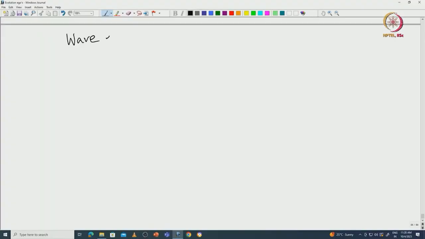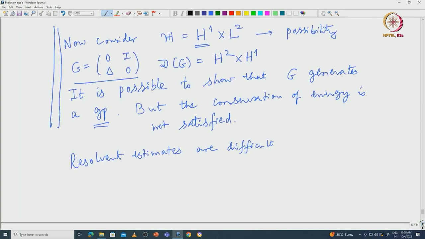So, welcome back. We will continue the discussion on the wave equation. As I said in the previous lecture, let me just recall that. Now we are going to again consider that generator G, now in the Hilbert space H 1 cross L 2, with this domain of definition, and we want to show that it also generates a group which does not satisfy the conservation of energy. So, this is different.